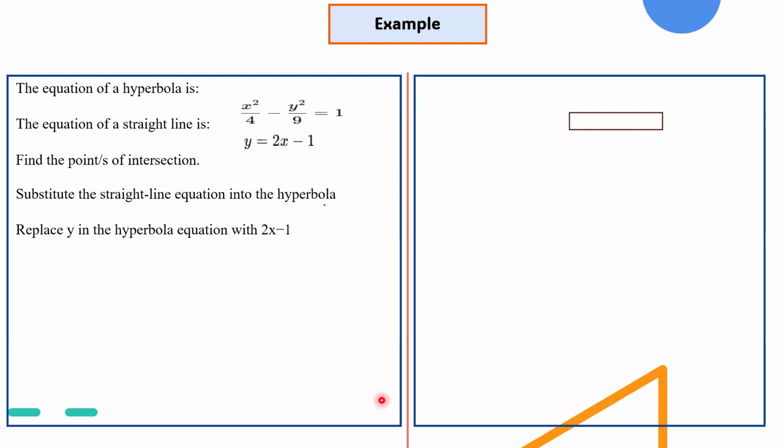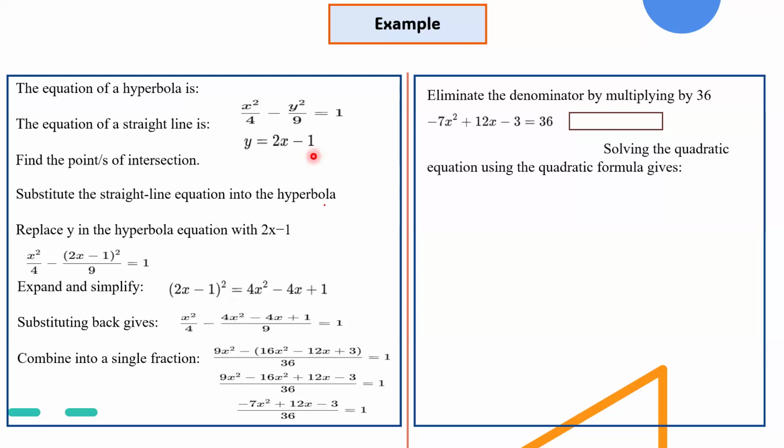So now we're going to do an example. We have the equation of a hyperbola being x squared over 4 minus y squared over 9 equals 1, and the equation of a straight line being y equals 2x minus 1. We want to find the points of intersection. The first thing we do is substitute the straight line equation into the hyperbola. The reason is that if the hyperbola and the straight line intersect, they have the same x and y coordinates at that point, or at multiple points, because the line can cut the hyperbola at 2 points.